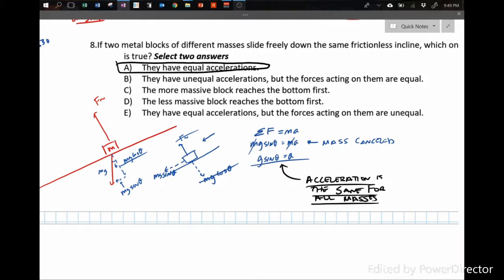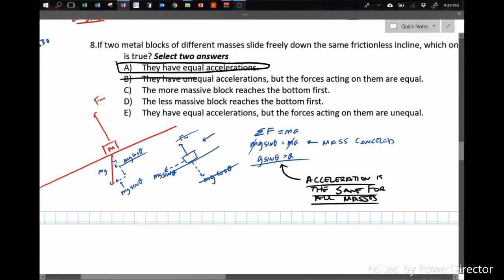So if they have equal accelerations, they can't have unequal accelerations. If they have equal accelerations, they should reach the bottom at the same time if they're released at the same time. So it doesn't matter whether it's the least massive or the more massive.